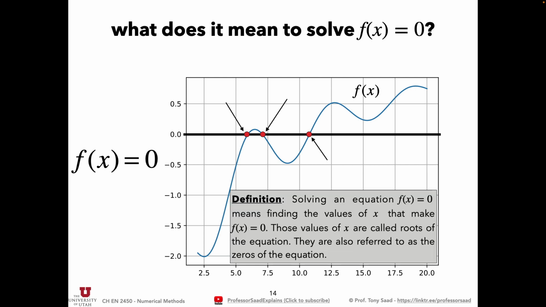We call those red points the roots. And we say that solving an equation f of x equals 0 means finding the values of x that make f of x equal 0, obviously. Those values are often called the roots of the equation or the zeros of the equation. Now, what is critical here is to identify what root you're trying to find. You might have a formula that has many parameters, like I showed you last time. You might have volume, radius, height, length, etc. You have to identify which variable you're finding the root for, and that will define your function for which you want to find the root.